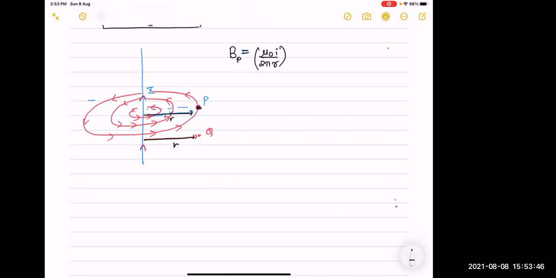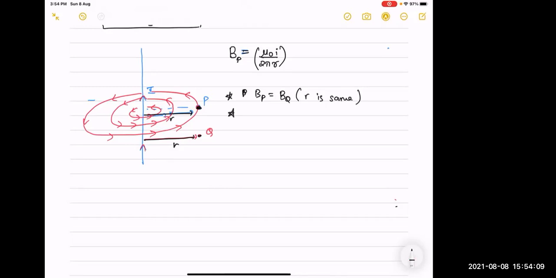There is no special point like that in P and Q. P is also somewhere in between the wire, Q is also somewhere in between the wire, right? So BP is equal to BQ, right? Why? Because R is the same. Okay. First point of observation.